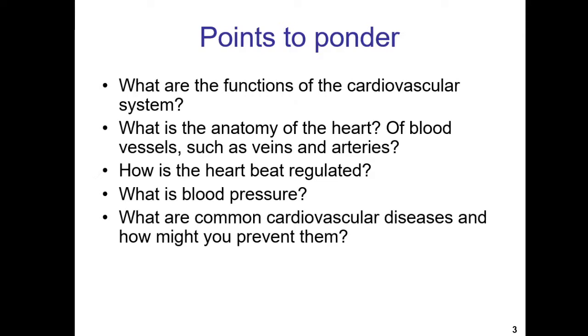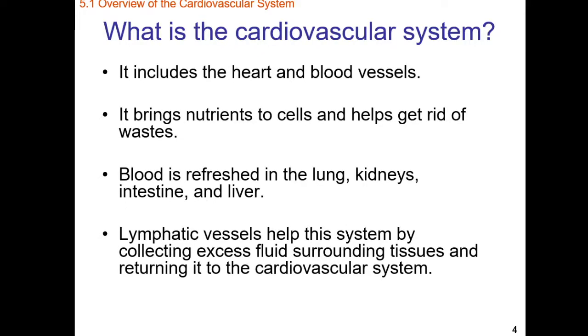Knowing all this about the heart and the cardiovascular system, how does it play into our everyday lives? So what is the cardiovascular system? It includes the heart and the blood vessels. You probably think of it as carrying oxygen to the cells and CO2 away, but we're going to talk about how it does a lot of other things, like bringing nutrients to the cells and helping get rid of wastes. Blood is refreshed in the lungs, the kidneys, the intestine, and the liver, so there are going to be a lot of partner systems that we're going to see.